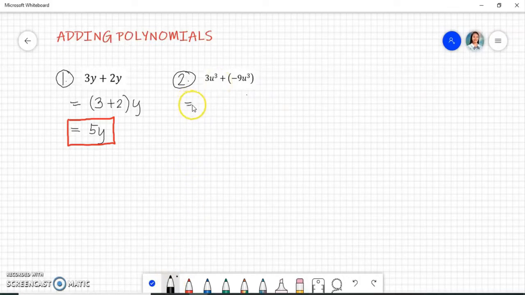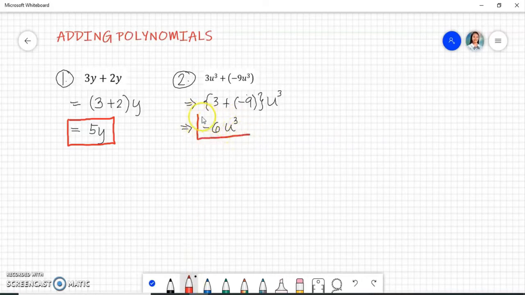We're going to write 3 and negative 9 together. So I'm going to use parentheses to separate negative 9, and then write u cubed. In this manner, we're going to solve 3 plus negative 9. Yes, your answer should be negative 6u cubed. And then, always box your final answer.